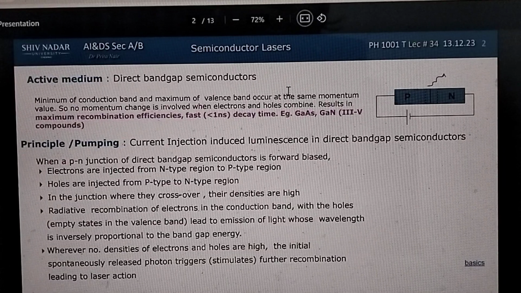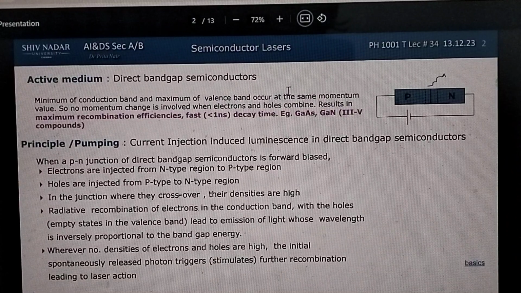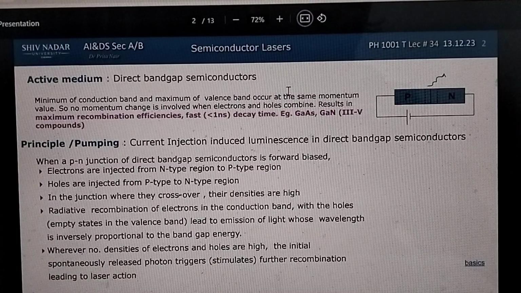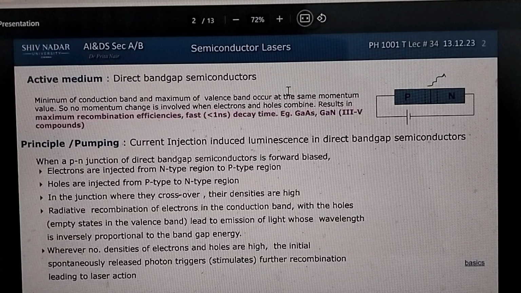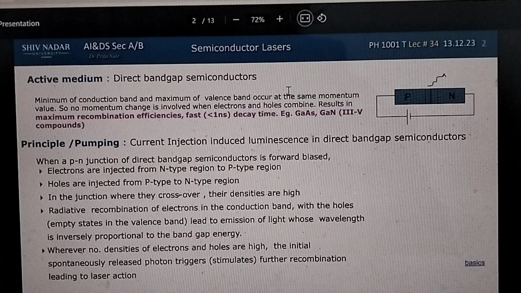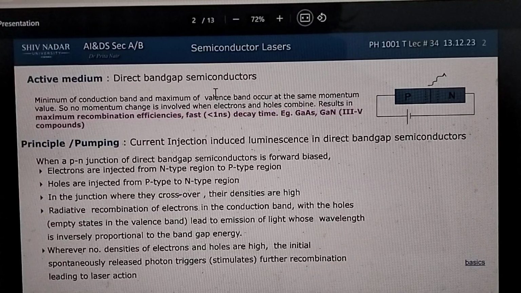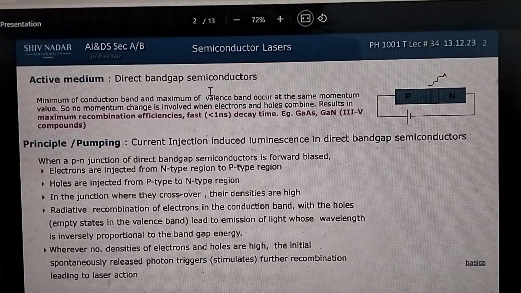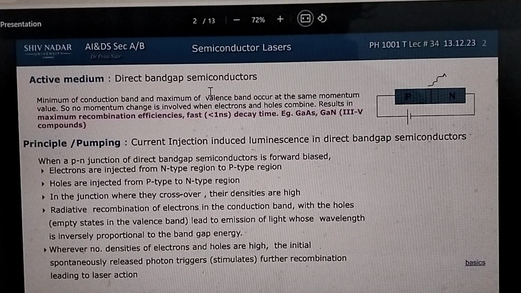We learnt about Nd:YAG lasers and carbon dioxide lasers in previous segments. In this last and final segment of this chapter, we will be learning about the third important kind of lasers, semiconductor lasers. So as the name suggests, the active medium is going to be a semiconductor, particularly a direct band gap semiconductor. Direct band gap and indirect band gap is a concept we looked at when we were studying about semiconductors.